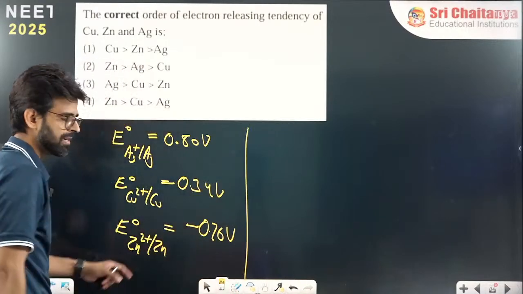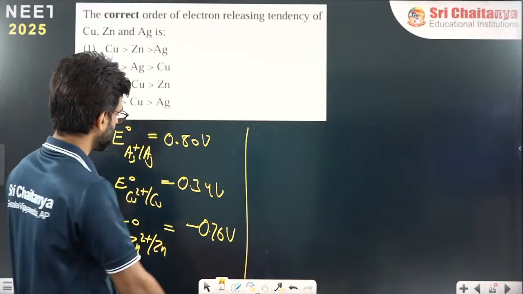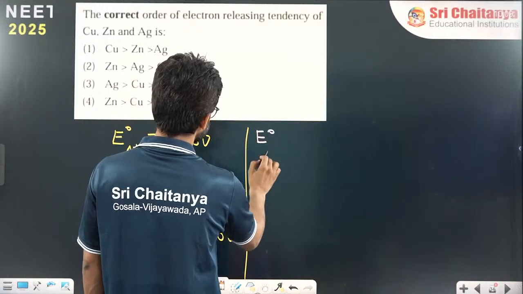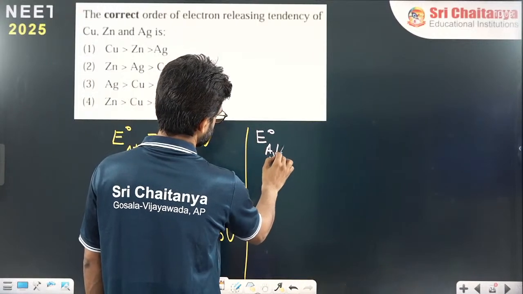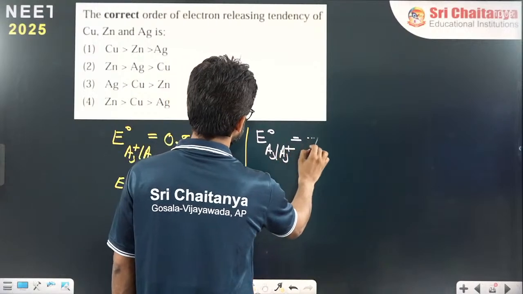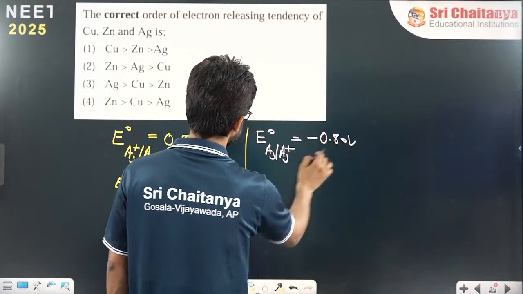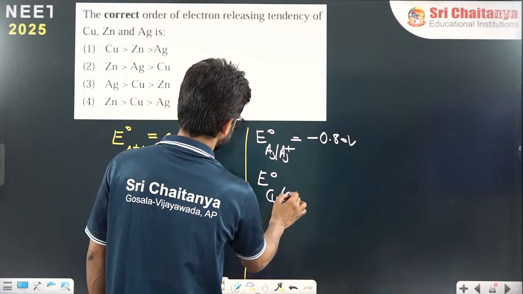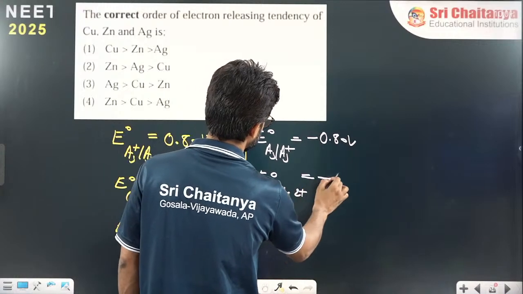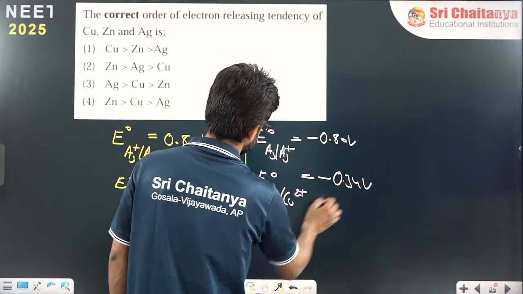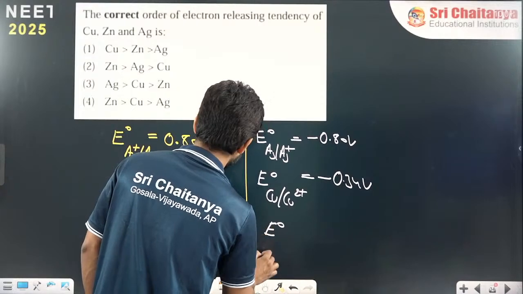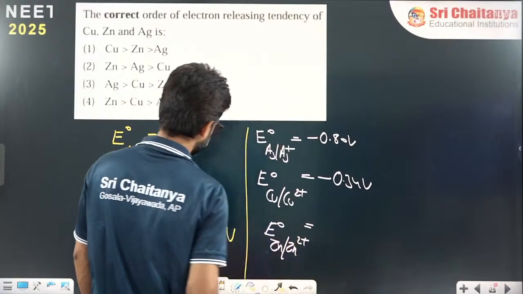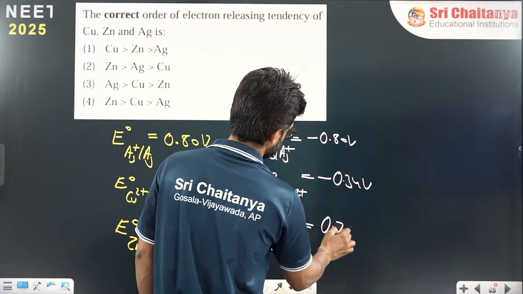It is their reduction potential value which we can see in the electrochemical series. If I want to write their oxidation potential value, just reverse it. E naught of Ag becoming Ag plus is minus 0.80 volt, right? Here, E naught of copper giving copper 2 plus is given as minus 0.34 volt, right? And next thing, E naught of zinc giving zinc 2 plus is given as 0.76 volt.